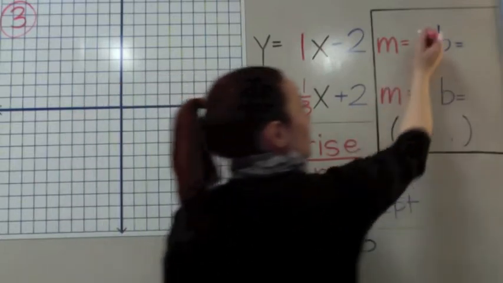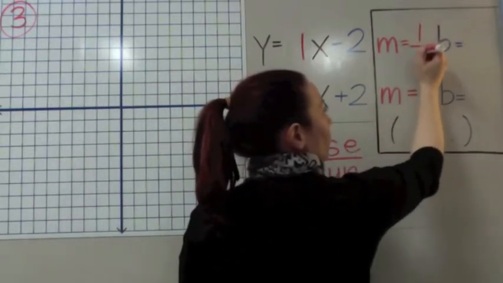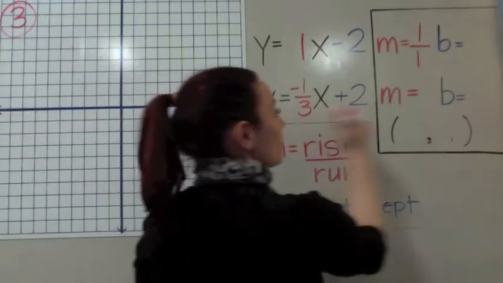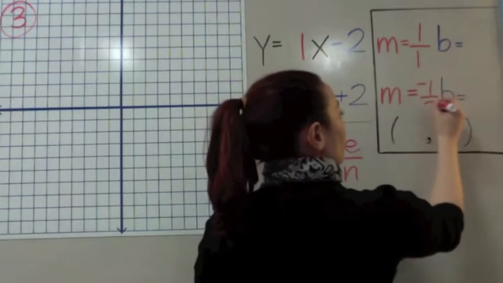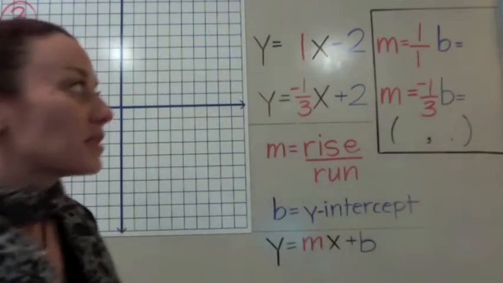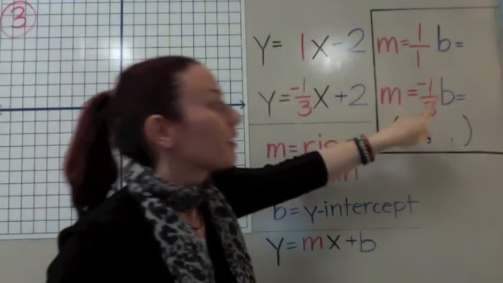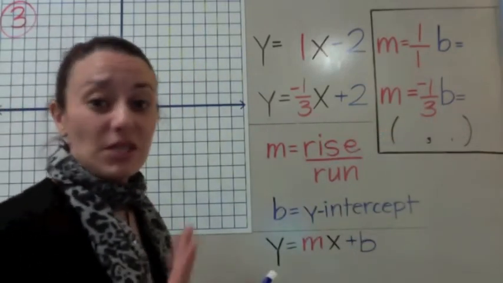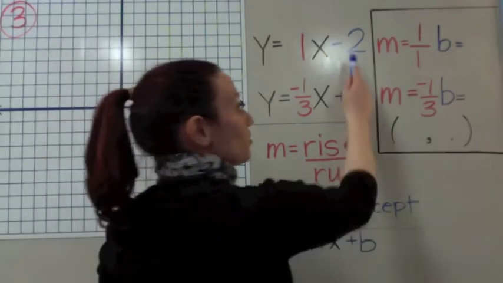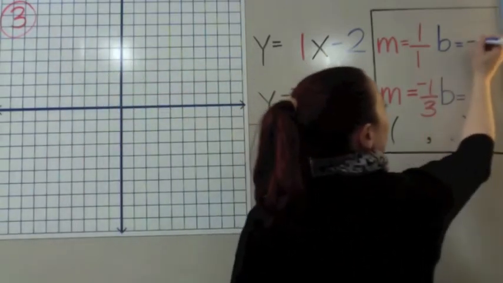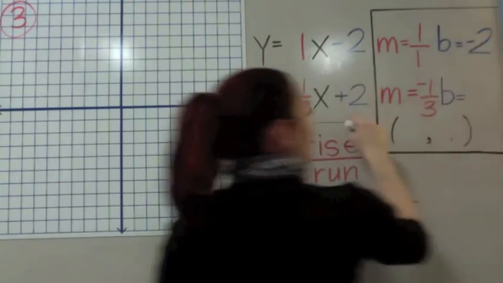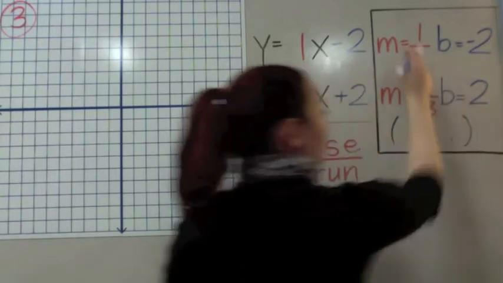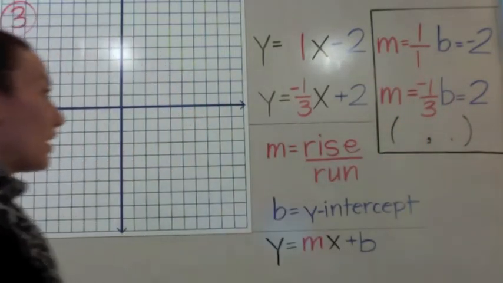Written as a slope, it's going to be 1/1. Okay? And then you have the other slope, which is -1/3. What do you notice about these slopes? We have a positive slope and a negative slope, and they're going to cross these lines. But first, we need to figure out what are their y-intercepts. So the y-intercept of the first line is -2. What about the second line? +2. So you're going to notice these lines have different slopes and different y-intercepts.